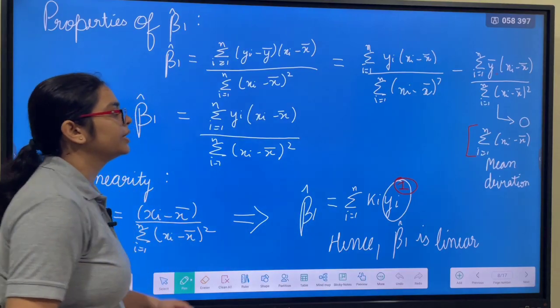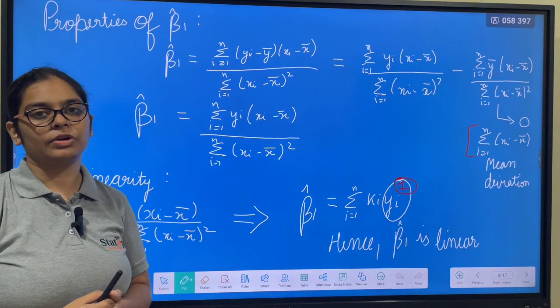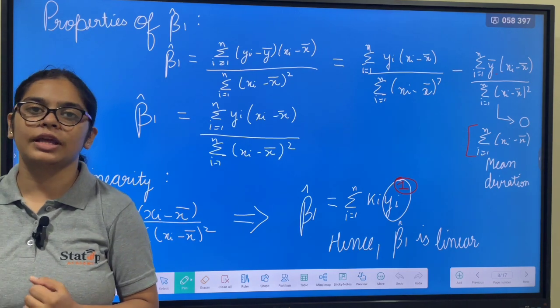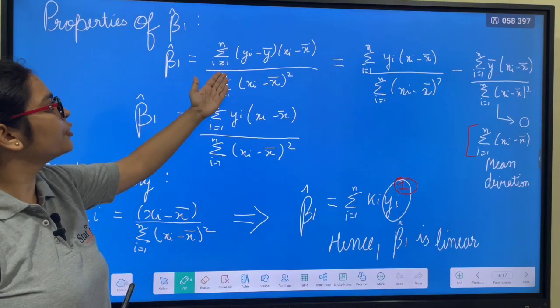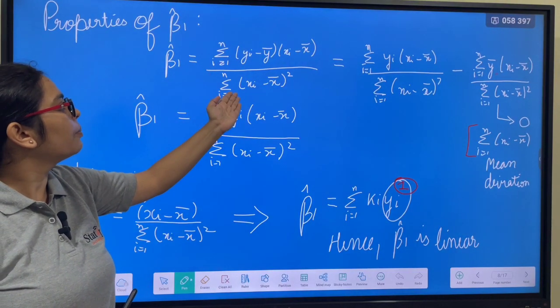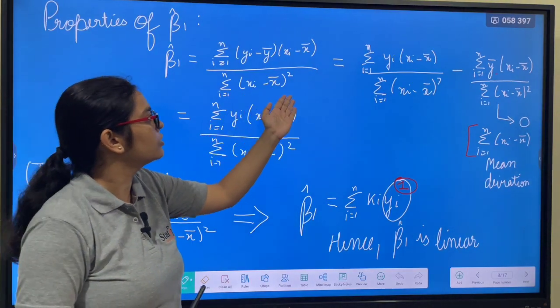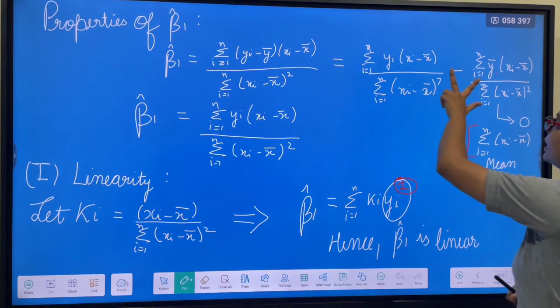Now, what are the properties of beta 1 cap? Since we have found out the estimators of beta naught and beta 1, now we will discuss their properties. So, beta 1 cap can also be written as summation i goes from 1 to n, yi minus y bar, xi minus x bar, upon summation i goes from 1 to n, xi minus x bar whole square. This yi minus y bar can be separately written as this.